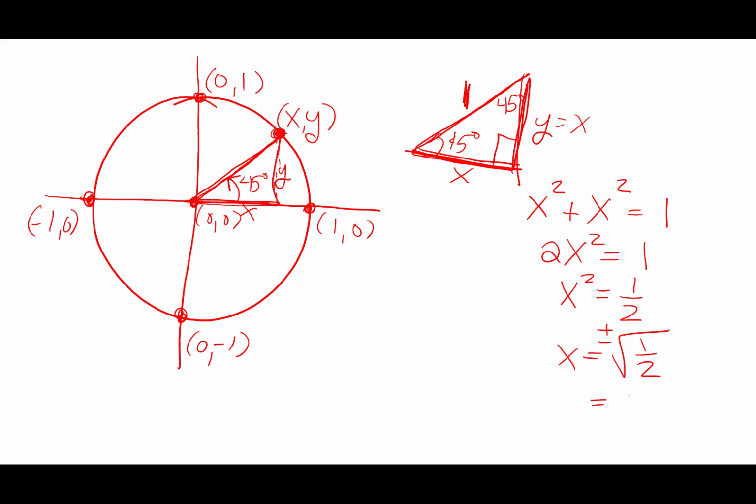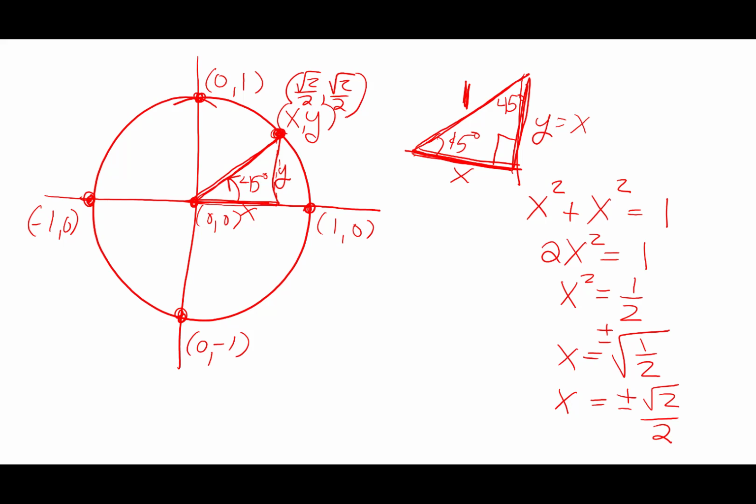Now, when I rationalize that, I get plus or minus the square root of 2 over 2. And that will be my value of x. Because we're looking at the first quadrant, I know my value should be positive. So I know x should be the square root of 2 over 2. That's my x coordinate. Now, my y is going to be the same as my x because we said that this was an isosceles triangle. So my y is also going to be the square root of 2 over 2.